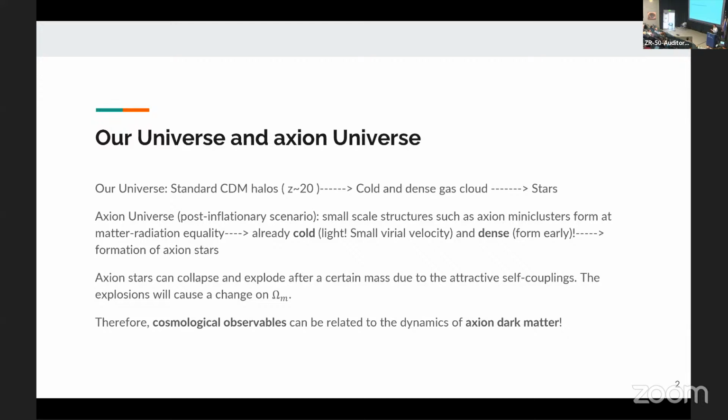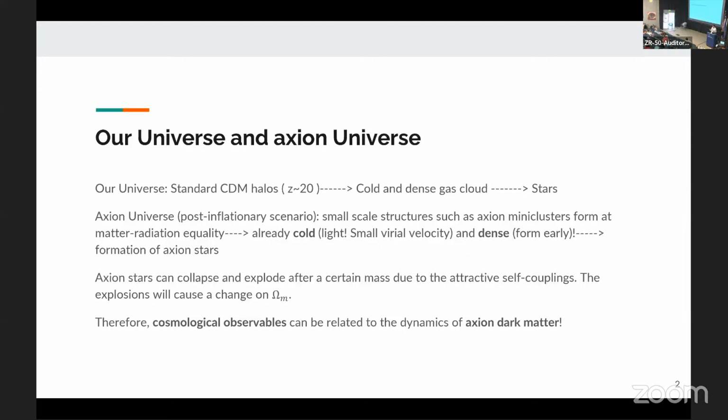But when you think about the axion universe, especially if you love the post-inflation scenario, you already have enhanced small-scale structures, which will lead to formation of small-scale structures at matter-radiation equality. And they're already cold in the sense that their virial velocity is very small. And they are also super dense because they form super early. So it's quite expected that these kinds of scenarios for axion cosmology will lead to the formation of axion stars.